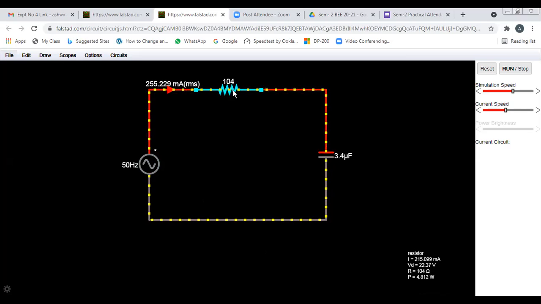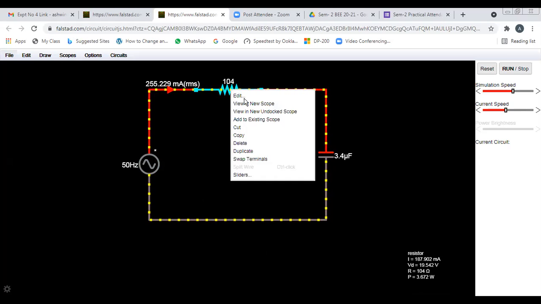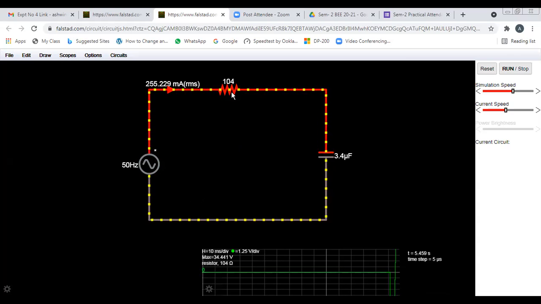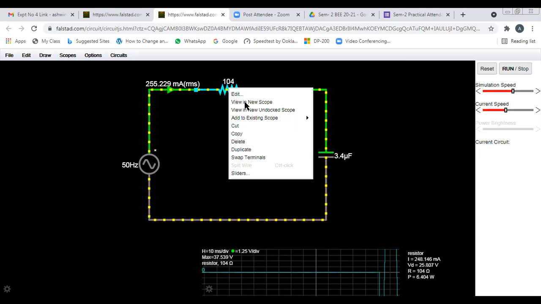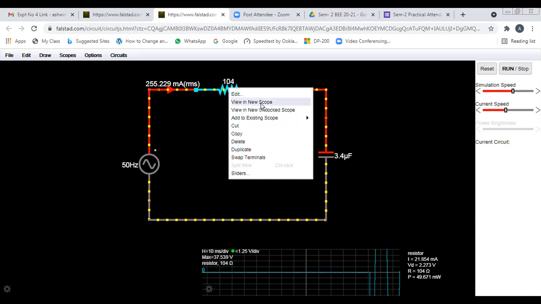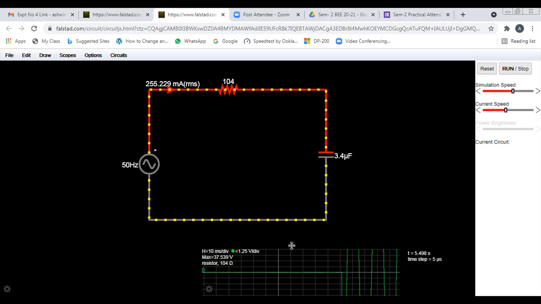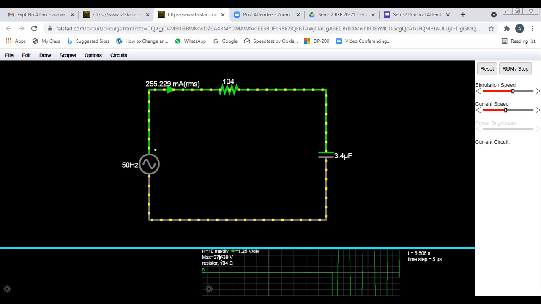For that what you have to do, keep cursor on resistance, right click it and click the option view in new scope. Can everyone see this option? Okay, click on that. Once you click, a graph like this appears.